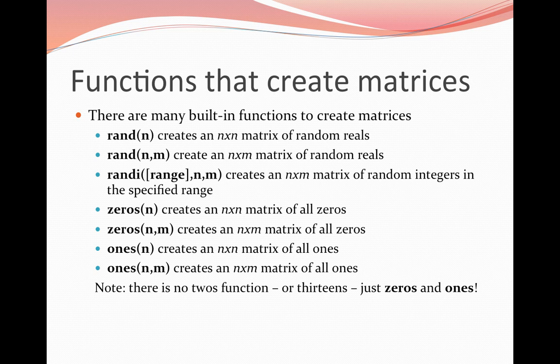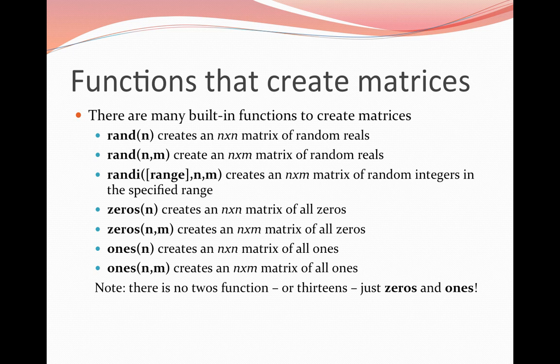There are many built-in functions that can be used to create matrices. For example, the rand function, which creates random real numbers in the range from 0 to 1, can be used to create matrices of random real numbers. There are two ways you can call it. If you pass one argument, an integer n, it will create an n by n matrix of random real numbers. And if you instead pass two arguments, then you're creating an m by n matrix of random real numbers.